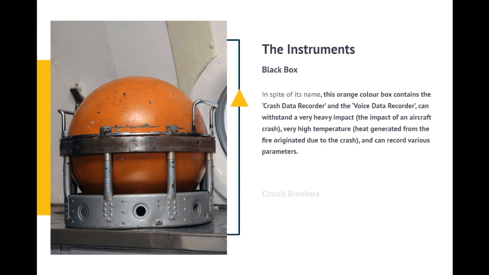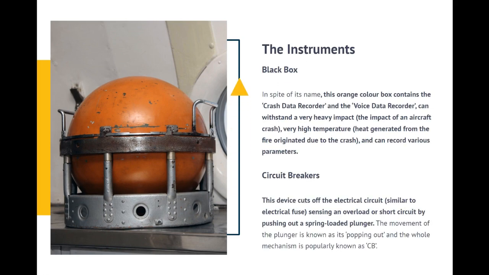Black box. In spite of its name, this orange color box contains the crash data recorder and the voice data recorder. It can withstand a very heavy impact, the impact of an aircraft crash, and very high temperature, heat generated from the fire originated due to the crash, and can record various parameters.